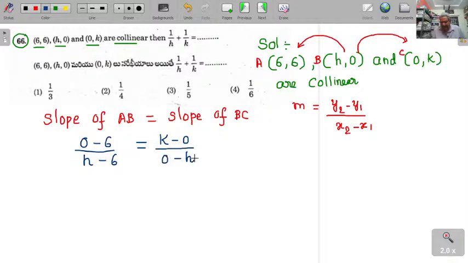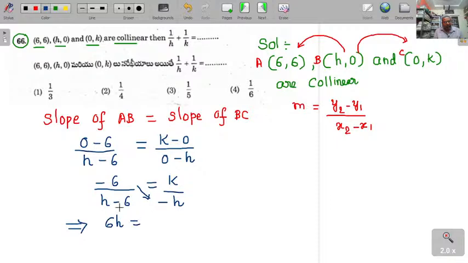Let us simplify. Then what do we get? Minus 6 divided by h minus 6 equals k upon minus h. Cross multiply. Then we get 6h equal to minus 6 into minus h, that is minus into minus plus, so 6h equals k times (h minus 6), that is hk minus 6k.